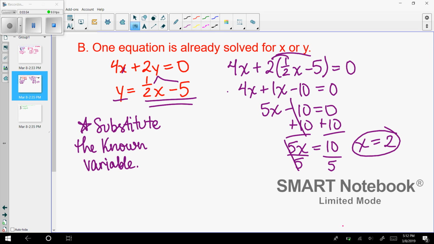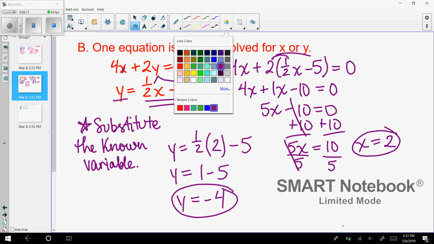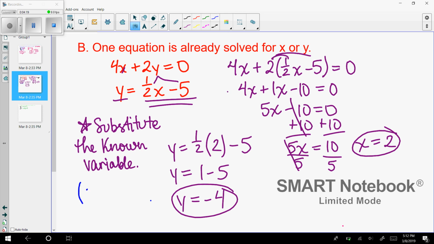Now I'm going to find my simpler equation again. I don't know if it's totally obvious. I think this one's more of a choice for what you're more comfortable with. I'm going to do the one with the fraction. So y equals half of 2 minus 5. Half of 2 is 1. And if y is 1 minus 5, then y is negative 4. And my ordered pair is 2, negative 4.